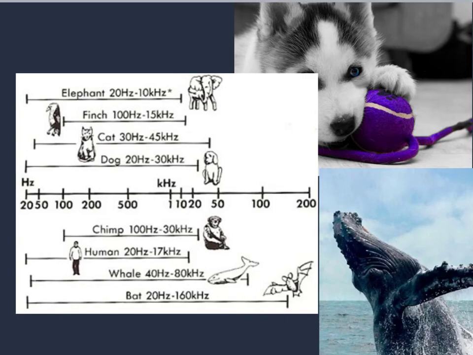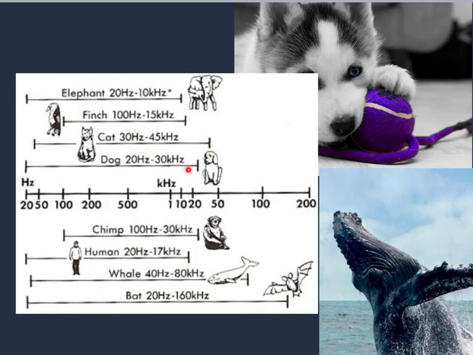So here's just an example of the different ranges that different animals can hear. You can look here and you can see humans. So our range here says 20 hertz to 17,000 hertz, although the previous slide said 20,000. So there's a little bit of a variance, and some people can hear different ranges. But you notice dogs can hear up to 30,000 hertz, right? Cats all the way up to 45.